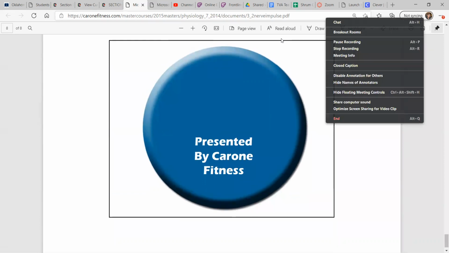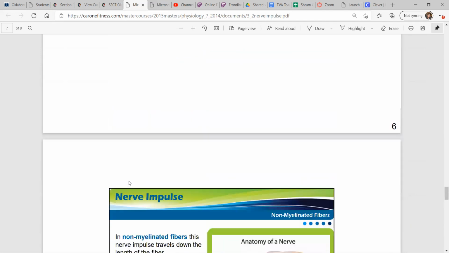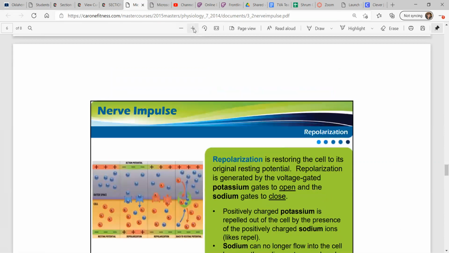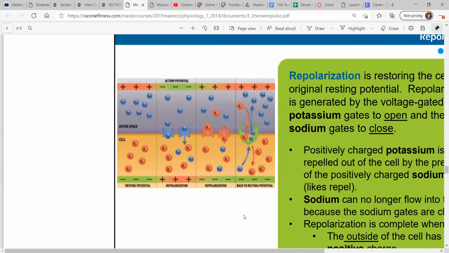And that's it for nerve impulse. So if you have any questions about that, be sure to message me and study this picture very well. It's a little fuzzy, but this shows you the resting potential, depolarization, repolarization, and then back to resting potential.